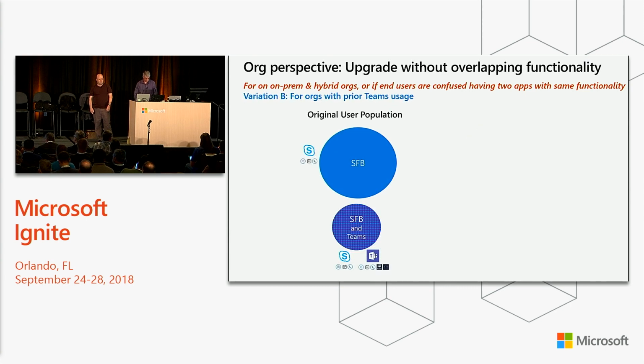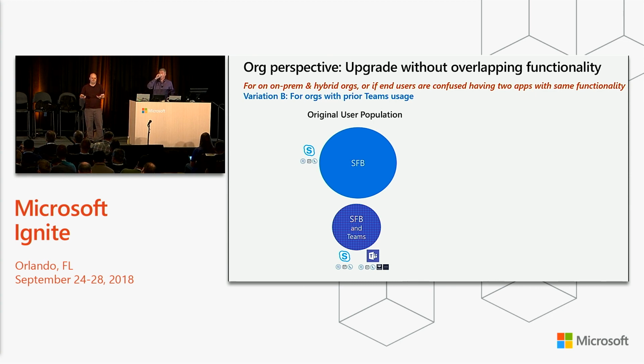Here's a different version, where what I'm showing you now is one organization, but the two bubbles are different populations of users. The upper bubble that's all blue is basically people who are only using Skype for Business, just like in the previous slide. But you've got some amount of people who are already using Teams. That's the lower bubble with the purple and blue interlaced together. So clearly, we don't want to take functionality away from those people who have started using Teams.